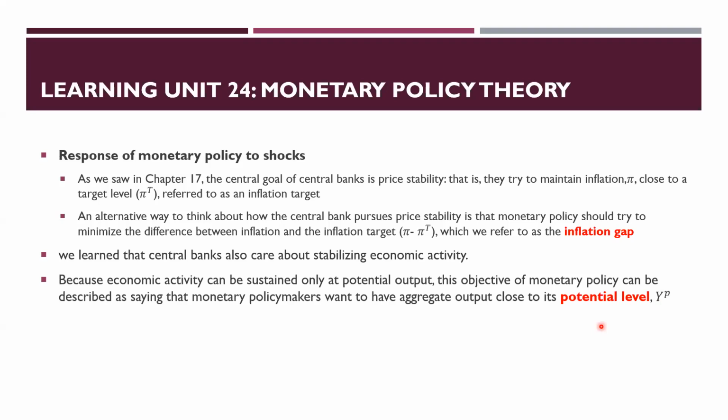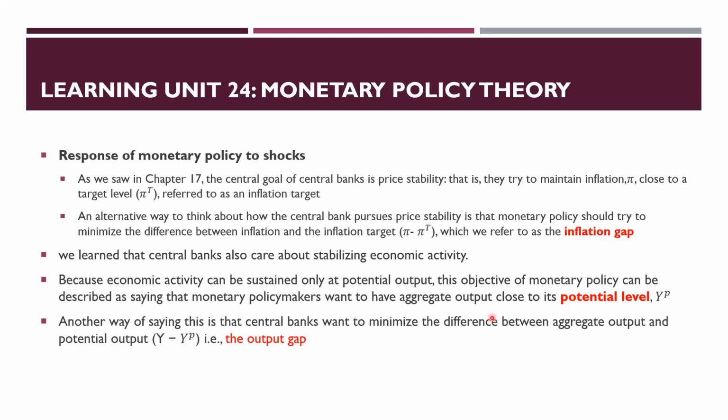That's why we find unemployment here in South Africa. It's because the economy is not operating at its potential. So if it's not operating at its potential, then we have an output gap: the difference between South Africa's potential level of output and its current output. Another way of saying this is that central banks would want to minimize the difference between aggregate output and its potential output, Y minus YP. So Y is the actual output, YP is the potential level of output.